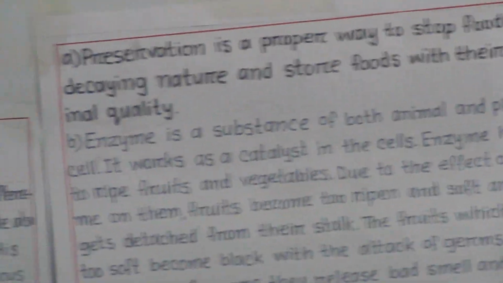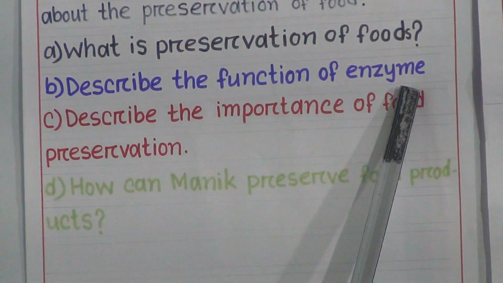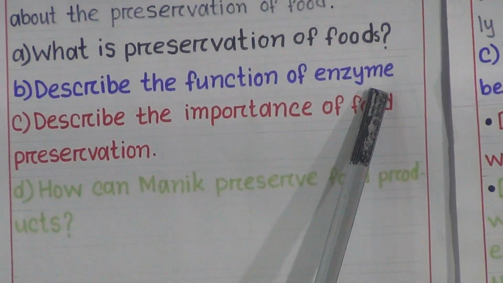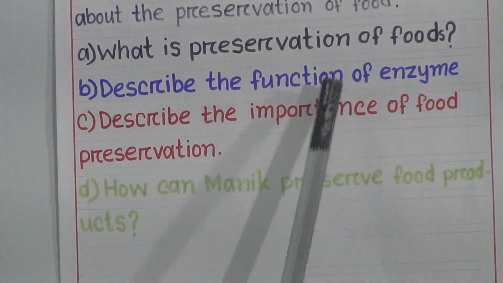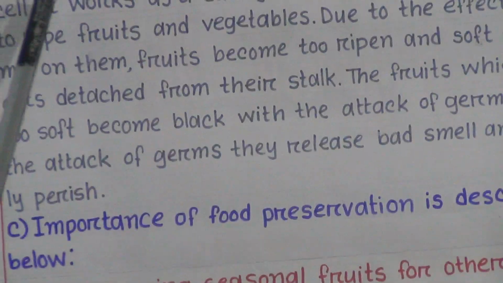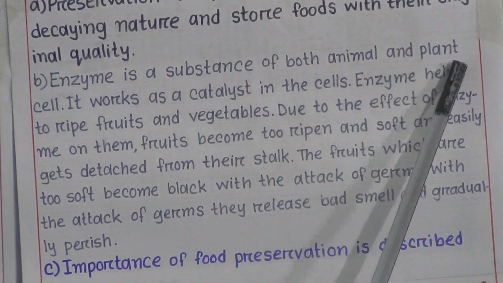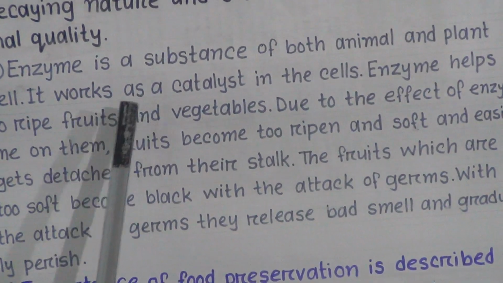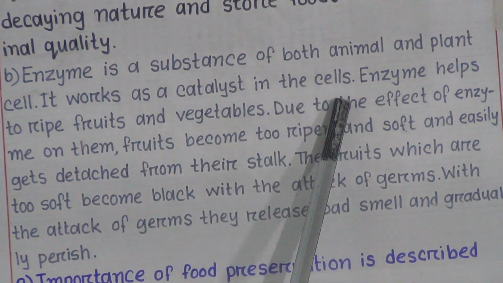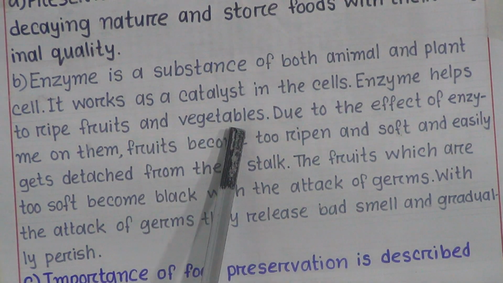Students, now question number B. Describe the function of enzyme. The answer is, enzyme is a substance of both animal and plant cells. It works as a catalyst in the cells. Enzyme helps to ripen fruits and vegetables.